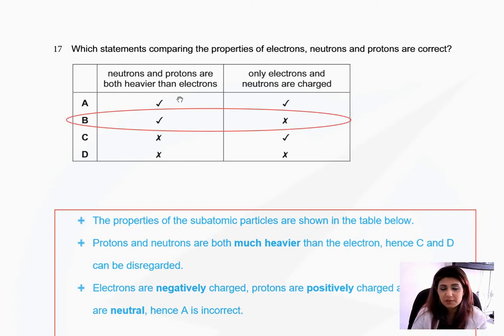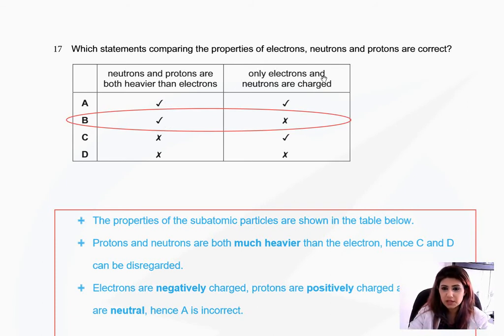But if I compare my PC with the cover of my marker, like this is the weight of my electron, this is a big difference in weight. So protons and neutrons are equally the same weight as compared to an electron, which is extremely light. So of course they are going to be heavier than electrons. So between A and B.